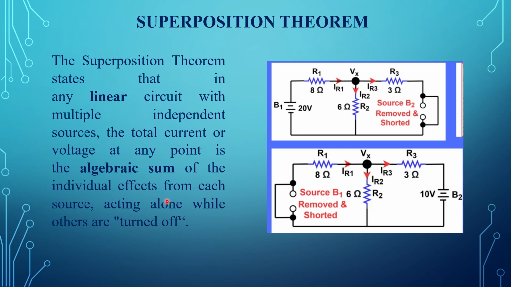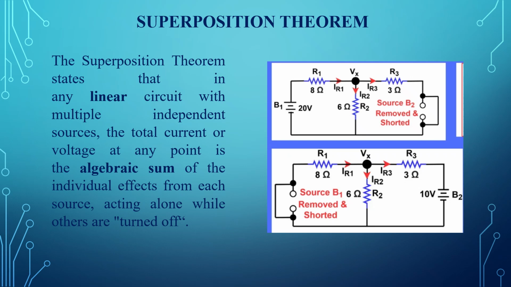The superposition theorem says that in any linear circuit with multiple independent sources, the sources B1 and B2 are independent, not dependent on each other. So the total current or voltage at any point of the circuit must be the same as when the sources are acting alone. So that's what is said: the total current or voltage at any point is the algebraic sum of the individual effects from each source acting alone, where the others are turned off.